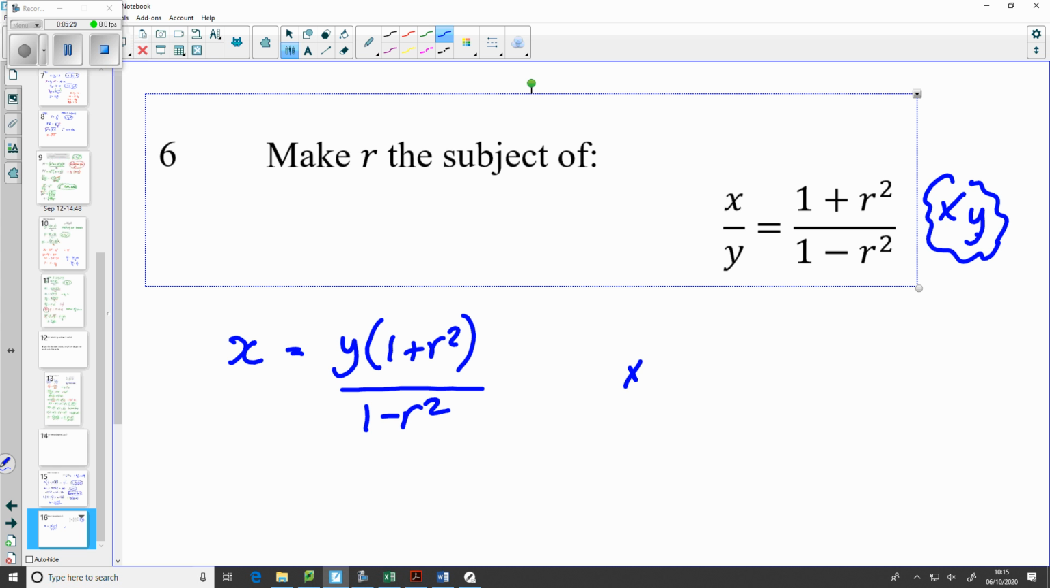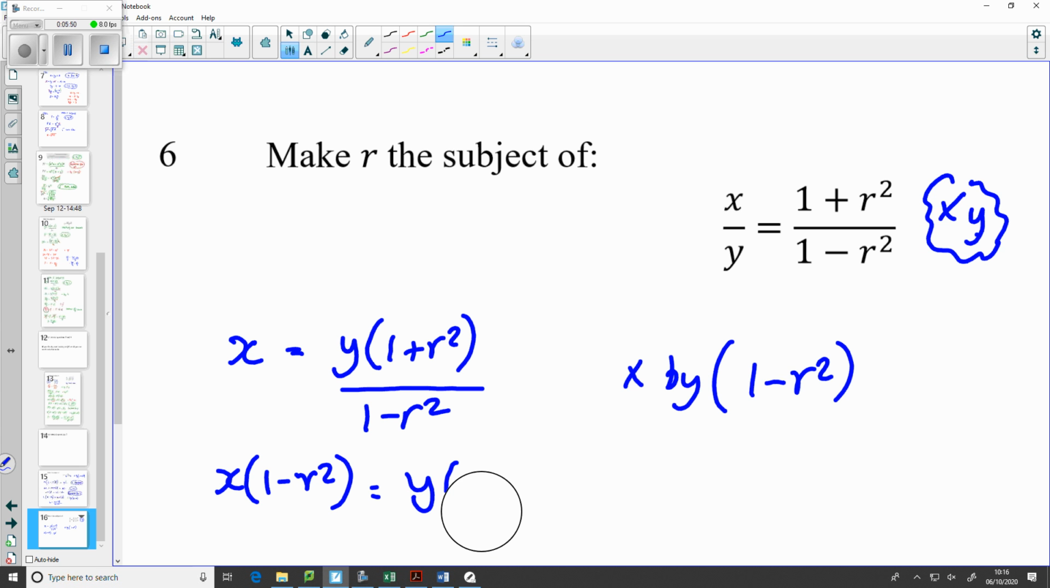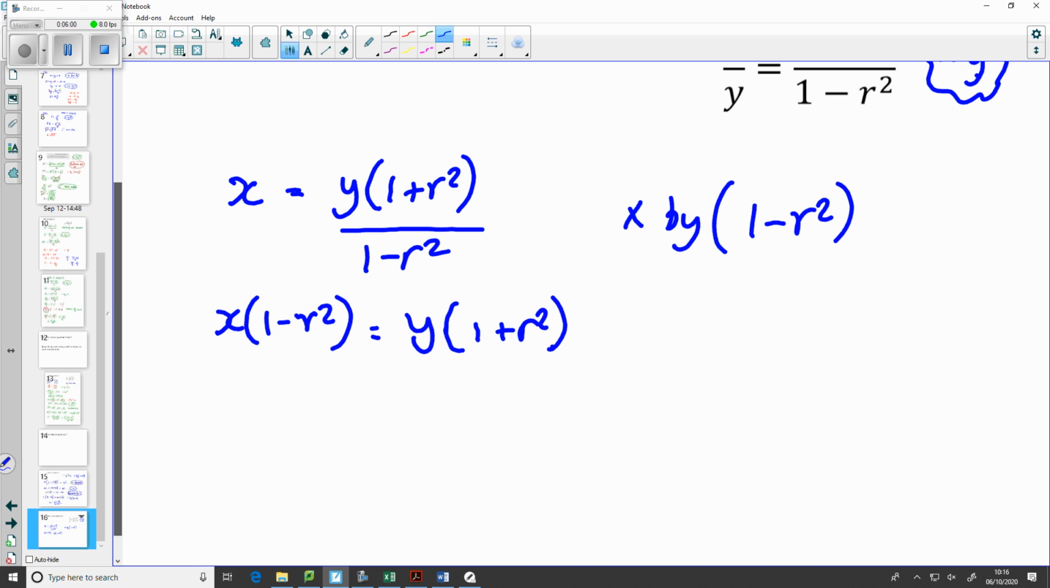If we then multiply by 1 minus r squared, we get x times 1 minus r squared is equal to y times 1 plus r squared. What do we do now? What do you reckon, James?